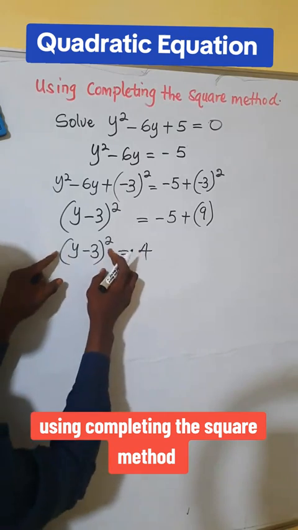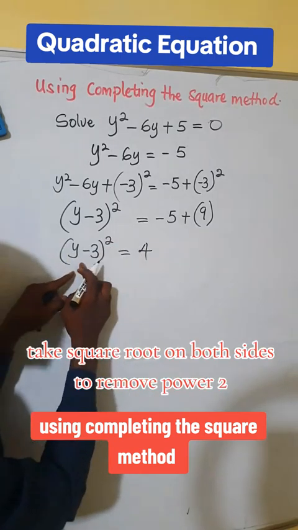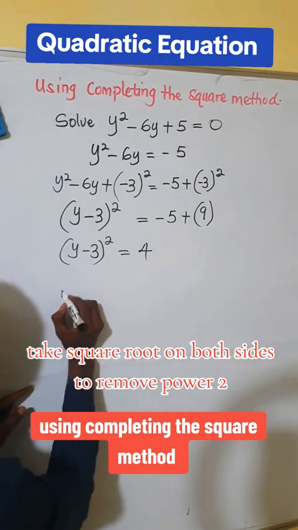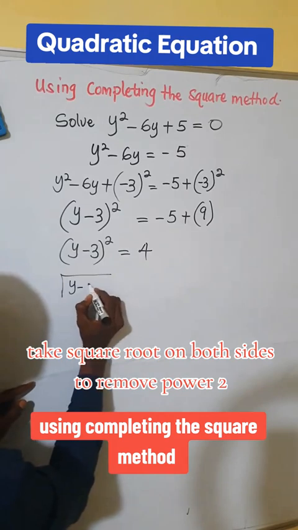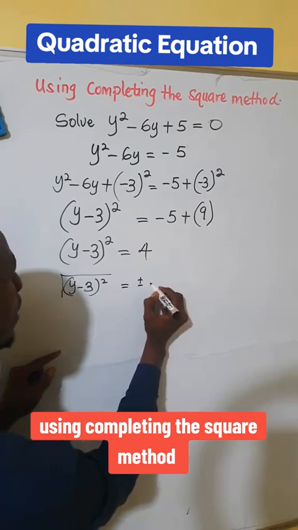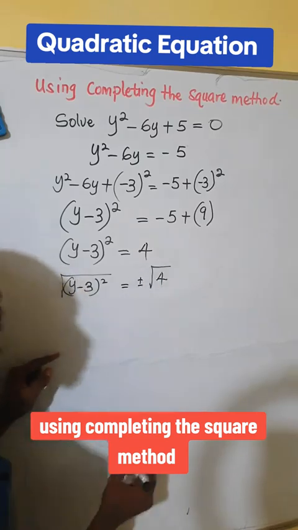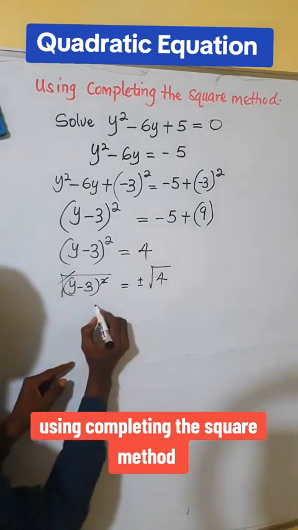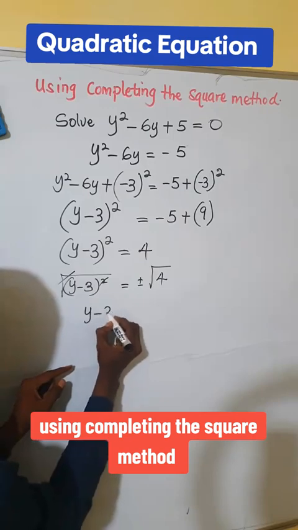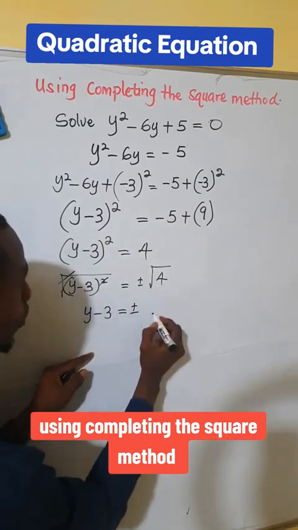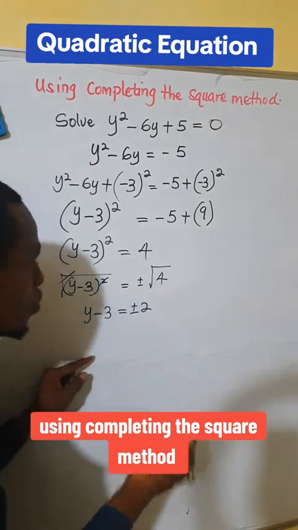So for you to eliminate this square, because we want to find the value of y, you take the square root on both sides. So we are now going to take the square root of y minus 3 all raised to the power of 2, which must be equal to plus or minus the square root of 4, right? So this square cancels out the square root. So we end up with y minus 3 must be equal to plus or minus the square root of 4, which is 2, because 2 times 2 is 4.